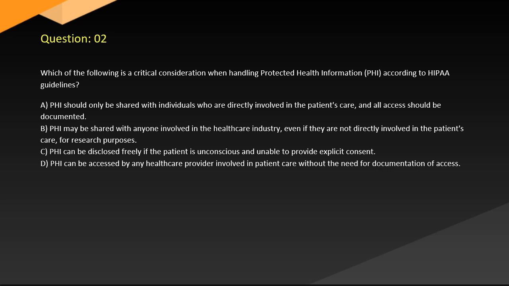Question 2. Which of the following is a critical consideration when handling protected health information, or PHI, according to HIPAA guidelines? A. PHI should only be shared with individuals who are directly involved in the patient's care and all access should be documented. B. PHI may be shared with anyone involved in the healthcare industry even if they are not directly involved in the patient's care for research purposes. C. PHI can be disclosed freely if the patient is unconscious and unable to provide explicit consent. D. PHI can be accessed by any healthcare provider involved in care without the need for documentation of access.